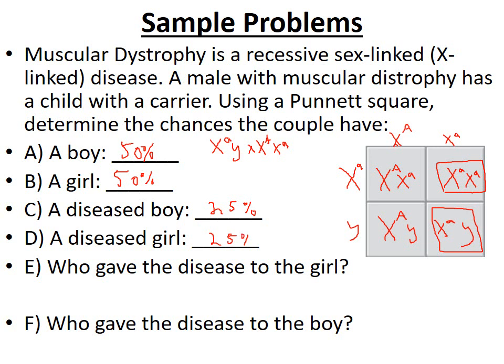Now, who gave the disease to the girl? Well, you could say that both mom and dad did. The mom gave the disease to the girl over here, and the dad gave the disease to the girl over here, so that's a combination there. So both parents did. Now, who gave the disease to the boy? Well, it's an X-linked disease. So the father gave a Y, and the mother gave the X with the disease on it. So the mother gave the diseased allele to the boy in this case.